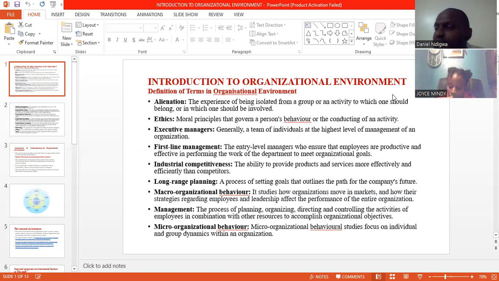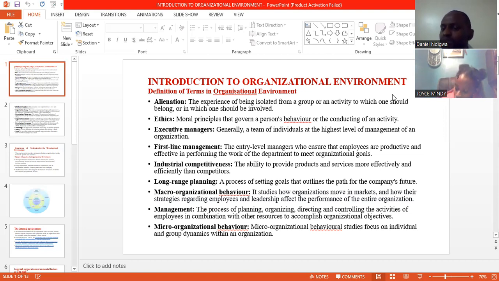Then we have management. This is the process of planning, organizing, directing, and controlling the activities of employees in combination with other resources to accomplish organizational objectives. So management is more about planning. What are you planning? You're planning your resources. What are you organizing? You're organizing your human capital and organizing the resources that are going to be used.